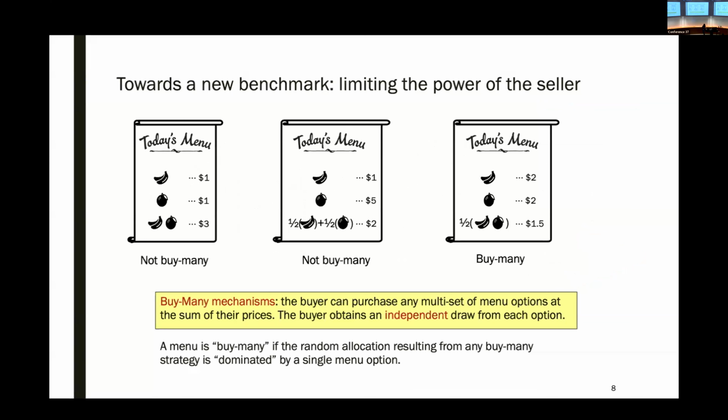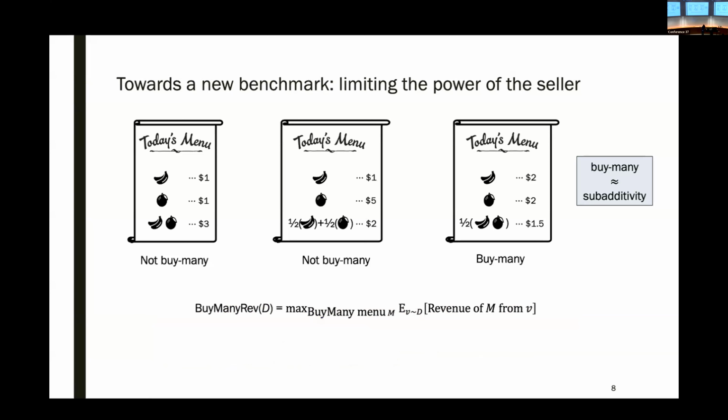So these are some examples of menus that are buy-many and not buy-many. I'm just gonna say that essentially buy-many amounts to a kind of sub-additive pricing. When it's just a deterministic menu over deterministic allocations, it's exactly sub-additivity. When you have lotteries in the mix, it's a little more complicated than that, but you don't need to worry about it for the purposes of this talk. Okay. And so now we can define buy-many revenue as being the optimal revenue over buy-many menus. And the new question we want to ask is, can we approximate buy-many revenue?